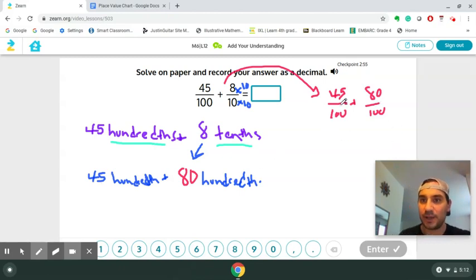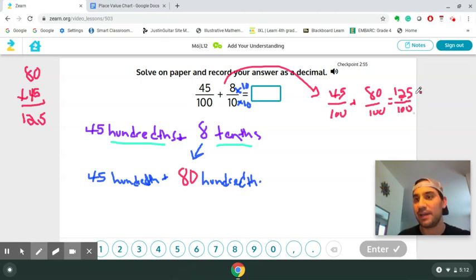Let's add them up. 45 plus 80, do it in this corner. 80 plus 45, we'll add our ones place first. 0 plus 5 is 5. 8 plus 4 is 12. That's 125 hundredths. We can't leave it like this.